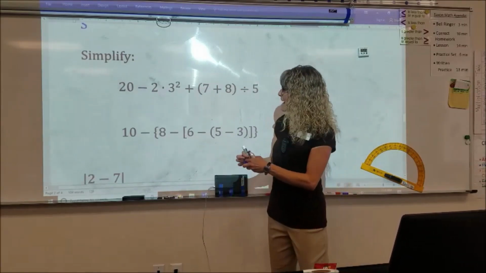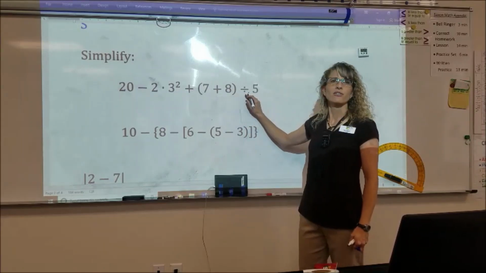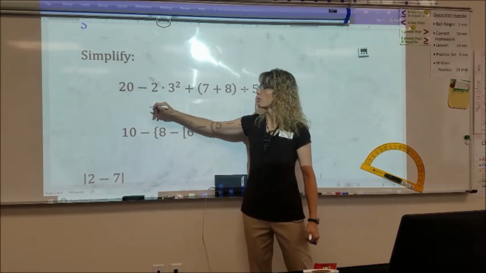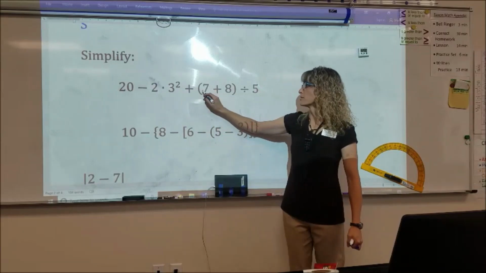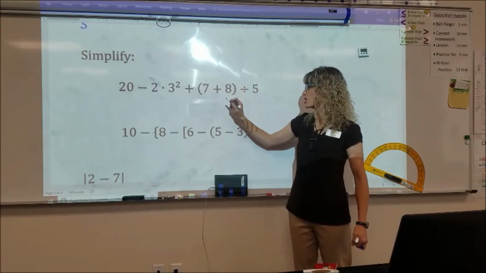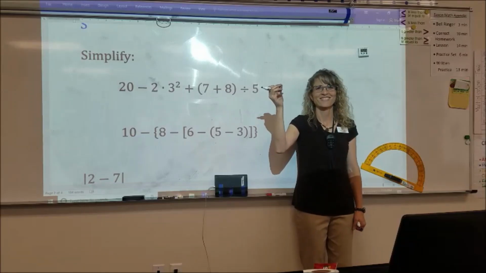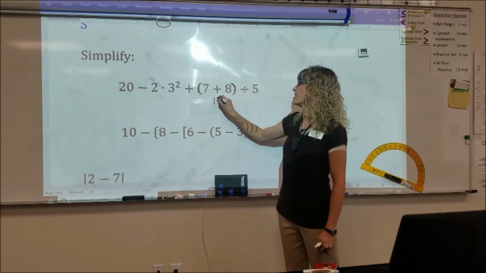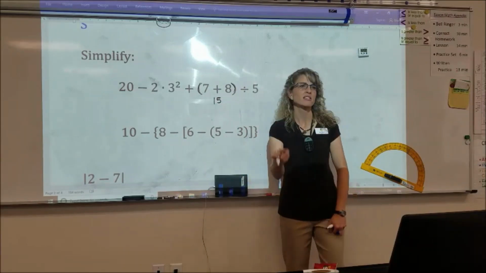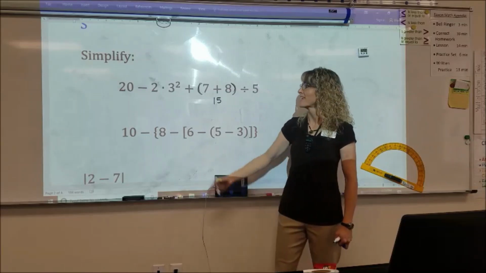All right, 20 minus 2 times 3 squared plus, parentheses, 7 plus 8, divided by 5. Here's my question. We're going to answer this as a class. Which operation do we do first? Our choices are subtract, multiply, exponent, parentheses. We also have addition, and we have division. What's our first operation? Get ready? Parentheses. You guys knew that without even hesitating. Good. So 15. What's my next operation? Get ready? Exponents. Good.